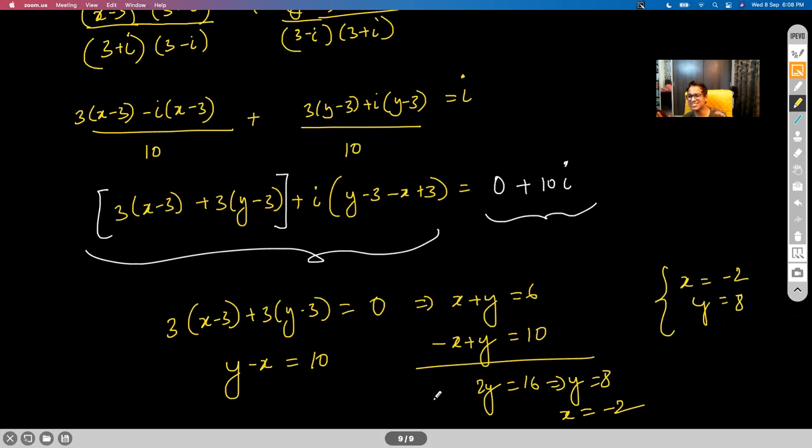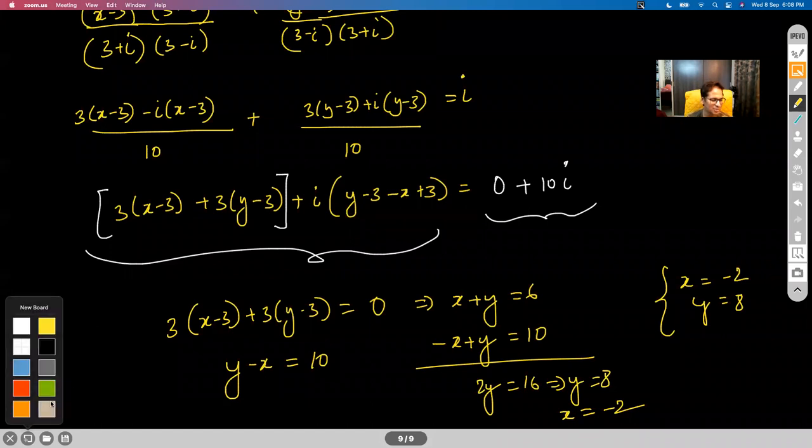Is it fine? Any questions? Simple. I mean, this is a typical school level complex number question. So this is how your question will be framed in school exams. Can I move on to the next one?